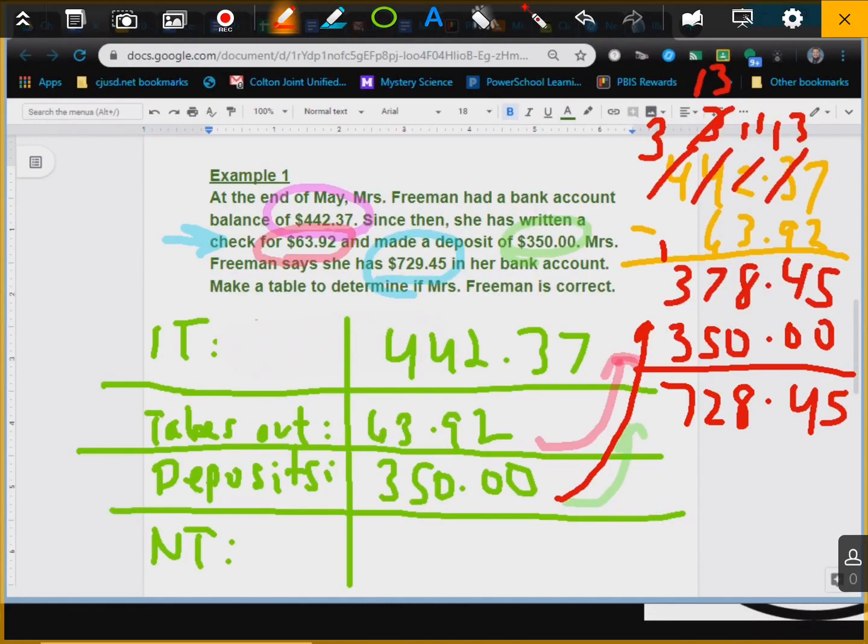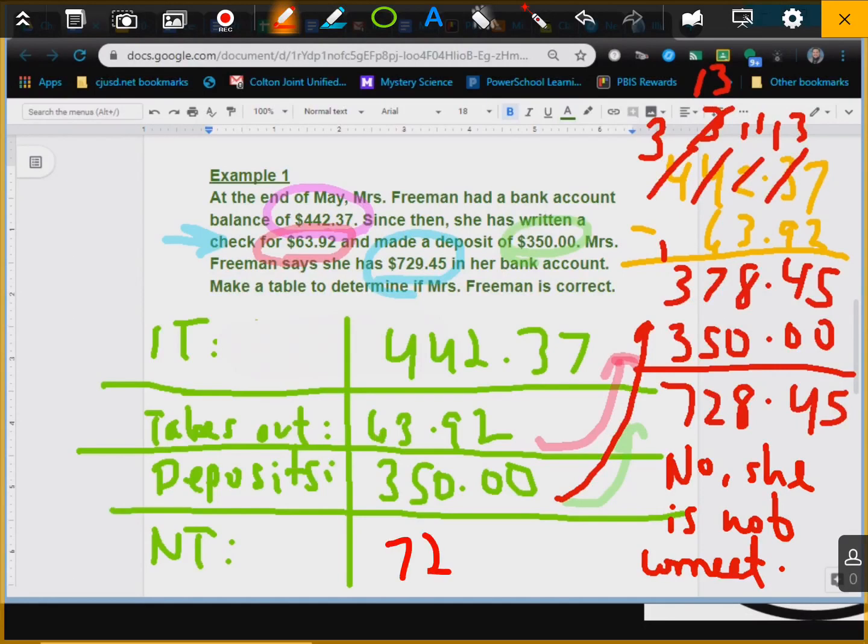$728.45 is your total. Is Miss Freeman correct? No, she is not correct. So we went through the steps. We found out the new total is $728.45. It does not equal $729.45, so she's not correct. All right, let's go ahead and do the second example.